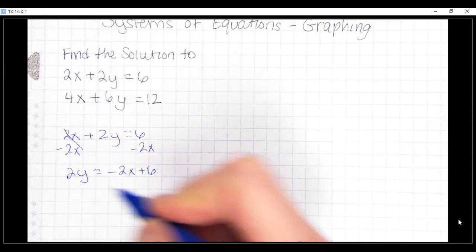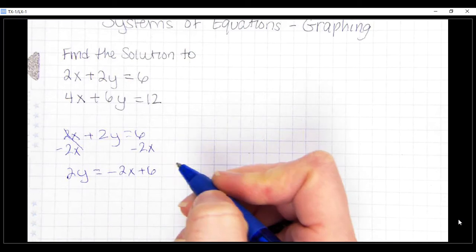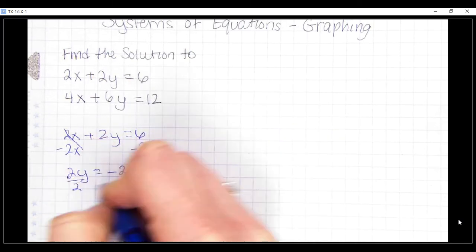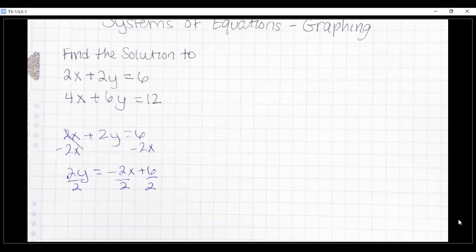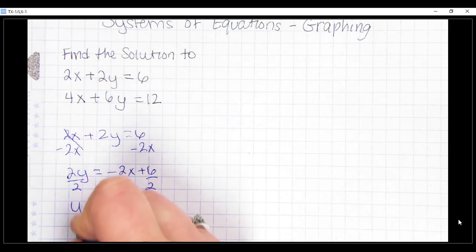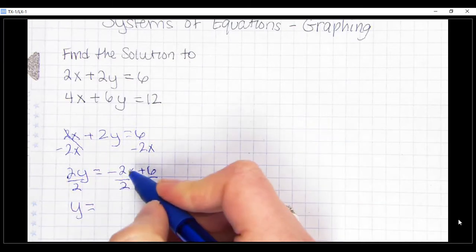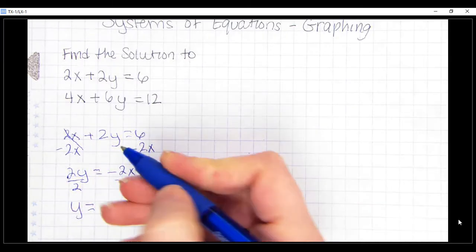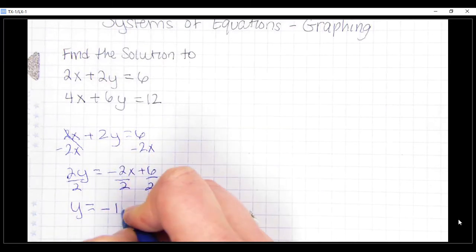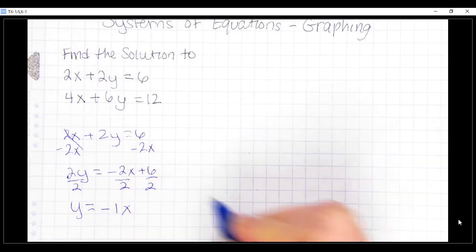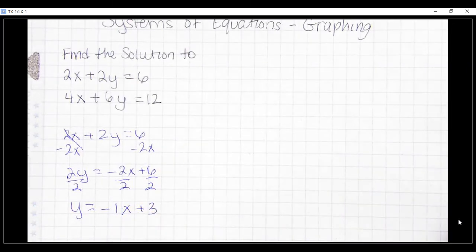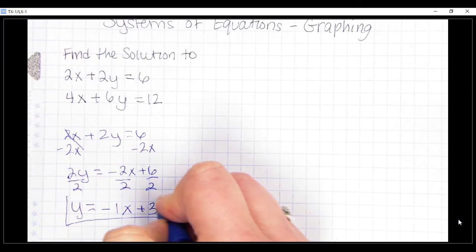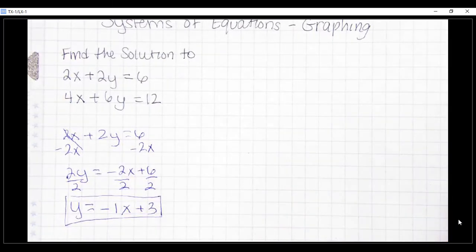Now, I need to get rid of that 2 in front of the y. Since it's multiplying by y, I need to divide by 2 on all sides. Remember, if that 2 is a negative, you need to divide by a negative as well. And I am left with y equals negative 2 divided by 2 can be canceled out to be negative 1x, or just negative x, plus 3. And the 3 is from 6 divided by 2. So I have one equation in slope-intercept form.